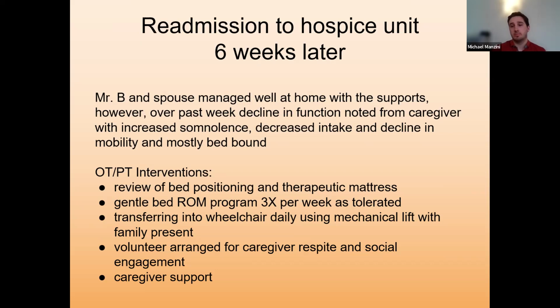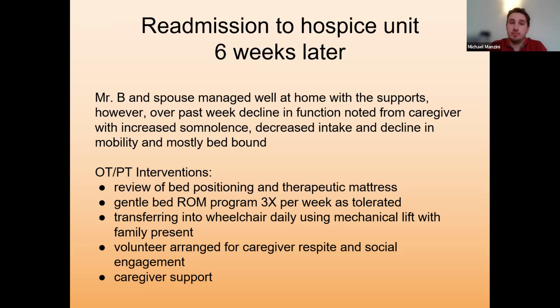And so we did an assessment when he returned, and we created some interventions, but that might look quite different than when he first came in, when he had slightly higher functioning. Some of the interventions we used were bed positioning and using a therapeutic mattress to avoid skin breakdown, and use of a gentle bed range of motion program. So again, these are things that are often tolerated even as people approach a more end-of-life type care.